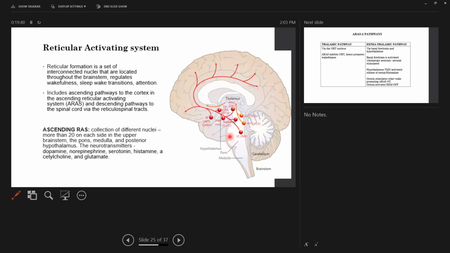Now the ascending RAS, as depicted in this picture, is a collection of various nuclei, more than 20 on each side of the upper brainstem, pons, medulla, and posterior hypothalamus. The neurotransmitters which are involved are dopamine, norepinephrine, serotonin, histamine, acetylcholine, and glutamate.